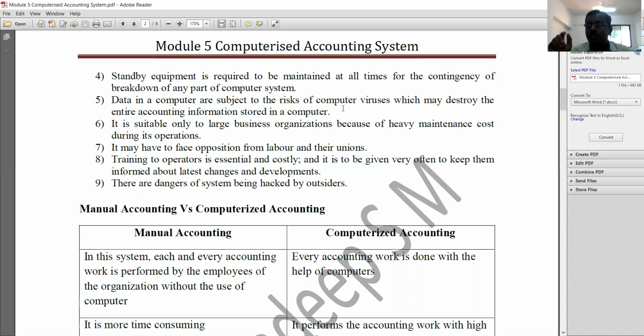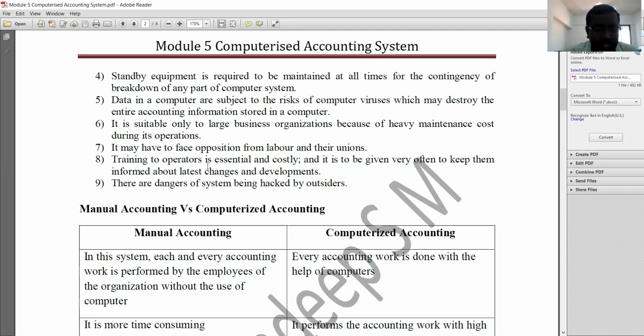They will show resistance to change. They will not so easily accept the changes. That is the seventh one: it may have to face opposition from labor and their unions. Then the eighth one is that training for operators is essential and costly.